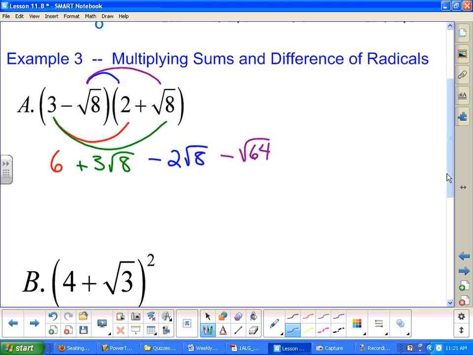So, square root of 64 is 8, right? Okay. So let's do some simplification here then. So we have 6. We have 3 square roots of 8 minus 2 square roots of 8, which is, okay, all right, and then minus 8, right? All right. So 6 minus 8 is negative 2.